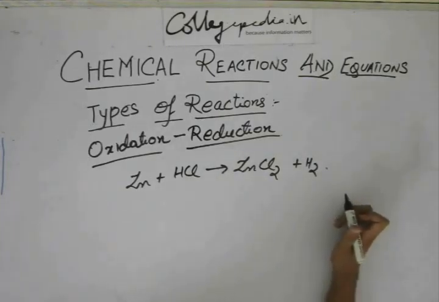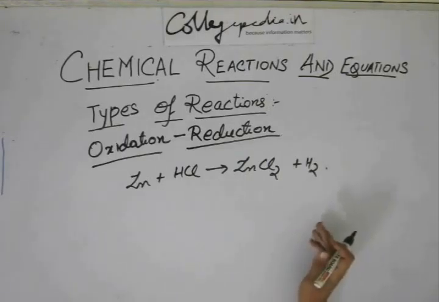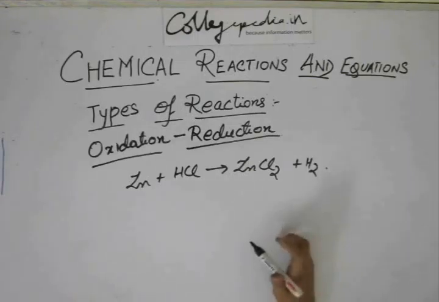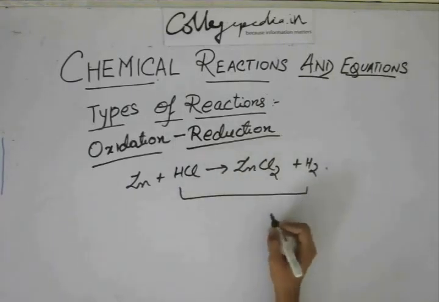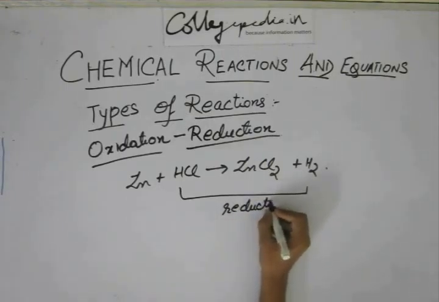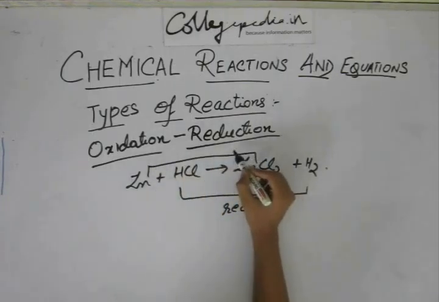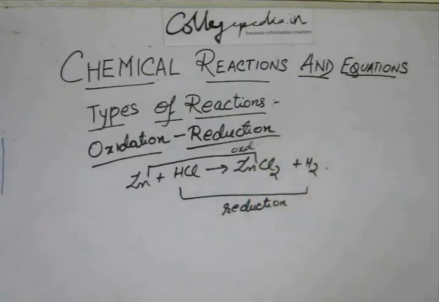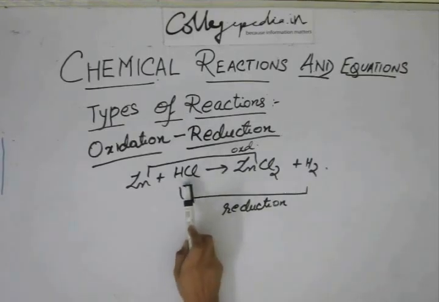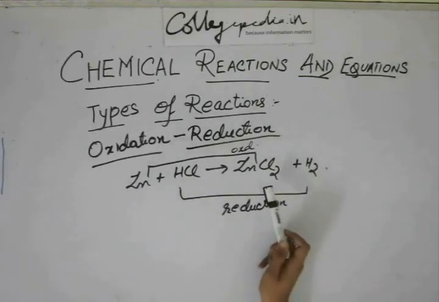I forgot to tell you that addition of an electronegative element and removal of an electropositive element mean the same. Or addition of an electropositive element and removal of an electronegative element, they also mean the same. So here there is removal of an electronegative element, so this is reduction. And here the chlorine is getting added to zinc, so it's oxidation. So in this, HCl is getting reduced to H2, and zinc is getting oxidized to ZnCl2.